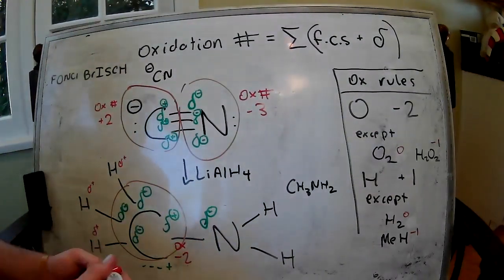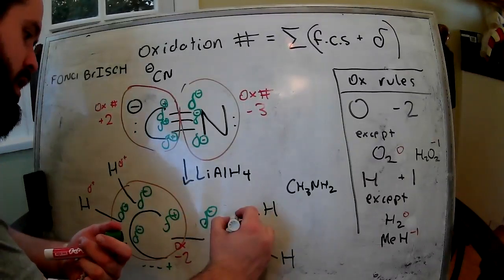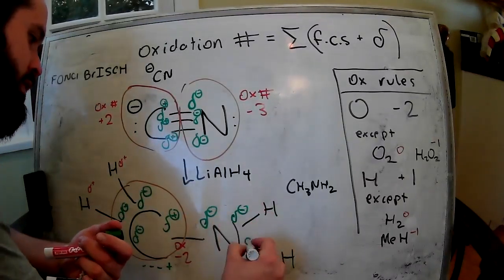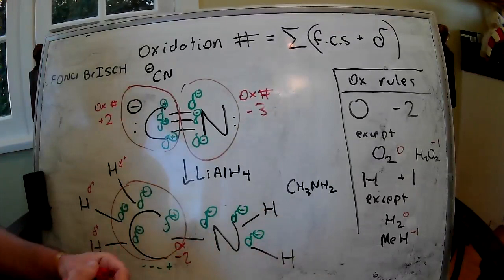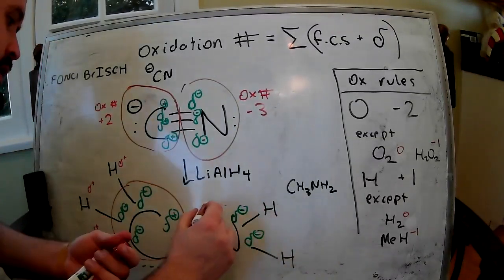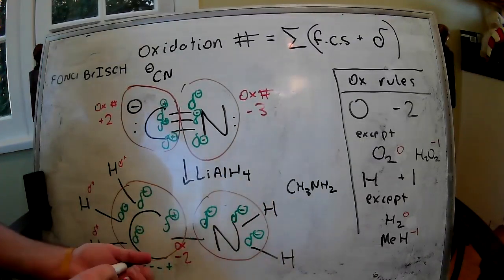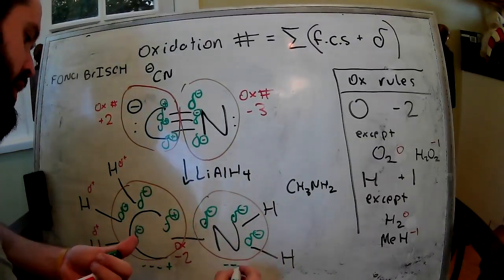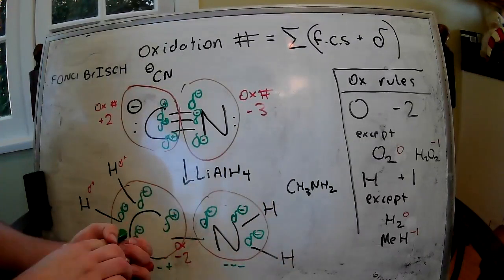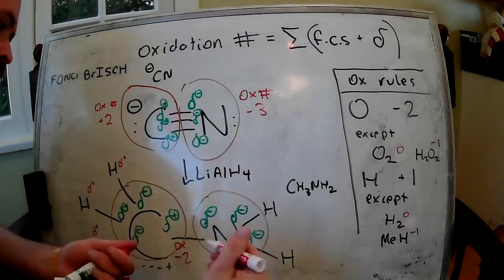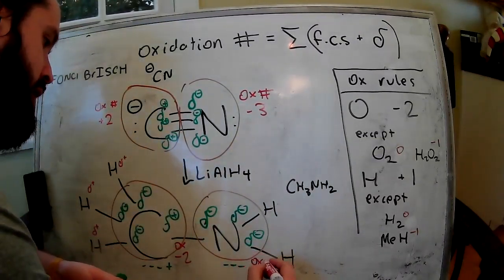And then if we look at our nitrogen and we finish doing the bonds here, we get partial negative, partial negative. And then we can go ahead and circle this guy and count up our partial negatives. We have minus, minus, minus. And oh, the oxidation number of nitrogen stayed constant.